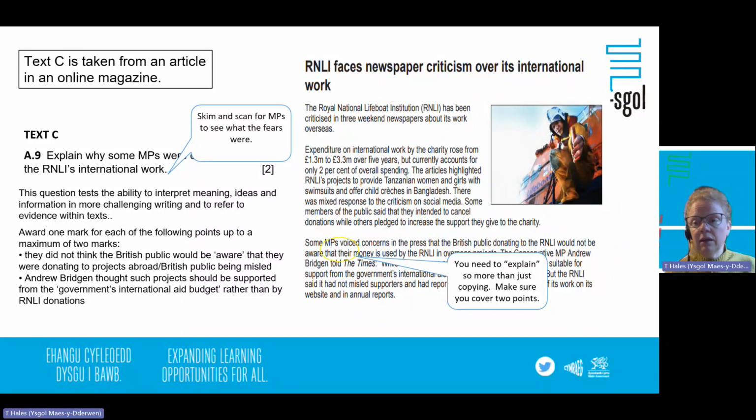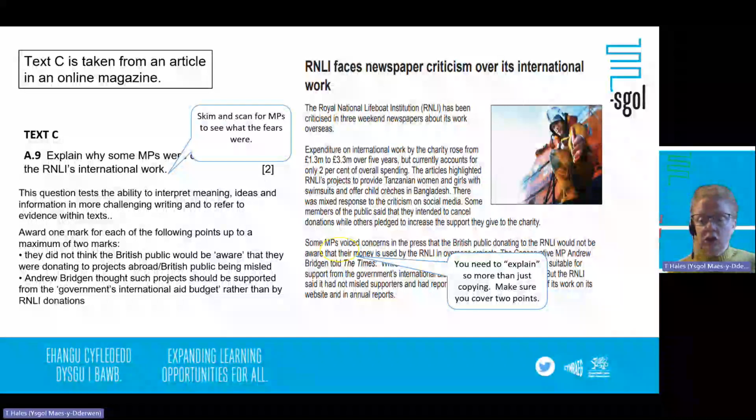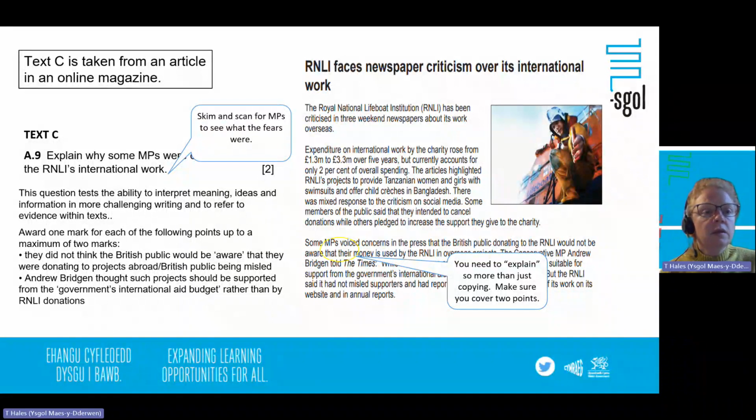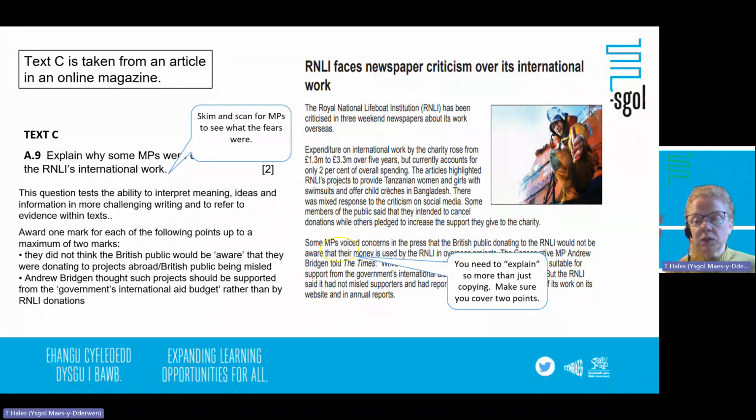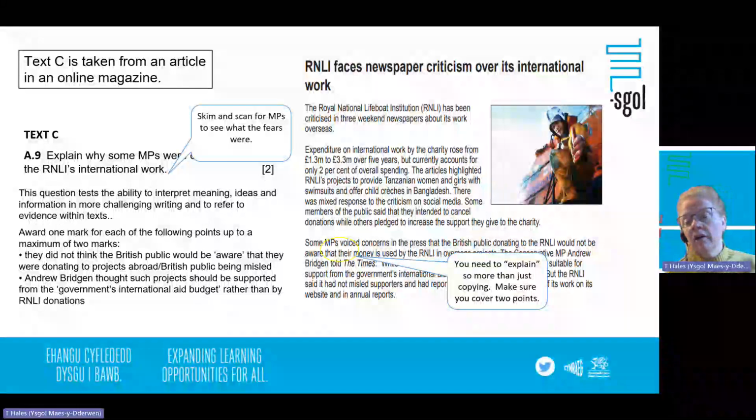This is more challenging. It's a more complex text, but it's still straightforward in its answer. You're just going to put 2 things down. So award 1 mark for each of the following. They didn't think the British public would be aware that they were donating, so they thought that the British public were being misled. That's 1 mark. And the second mark, that the project should be supported from the government rather than RNLI.